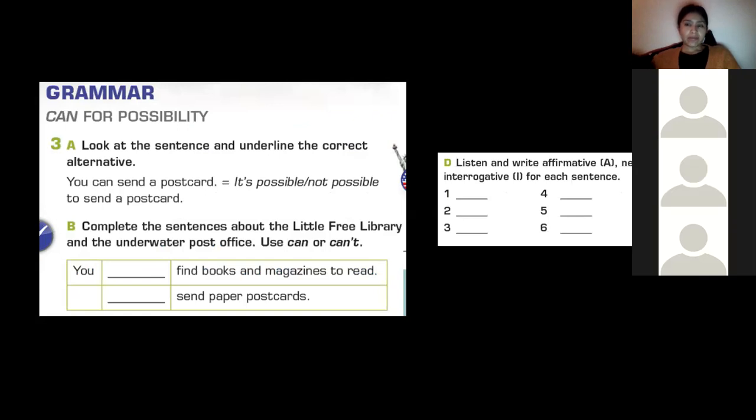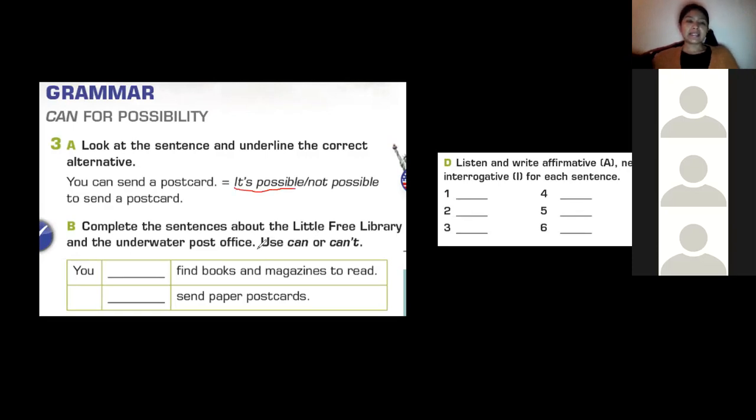No, profe. Thank you. Okay, so now it says grammar for possibility. Look at the sentence and underline the correct alternative. So I'm gonna read this sentence and you're gonna tell me if it is possible or not possible, right? You can send a postcard. Possible or not possible? You can send a postcard. This sentence tells you that it is something possible or not possible? Possible. Possible, thank you. It's very easy. Okay, so it is possible.